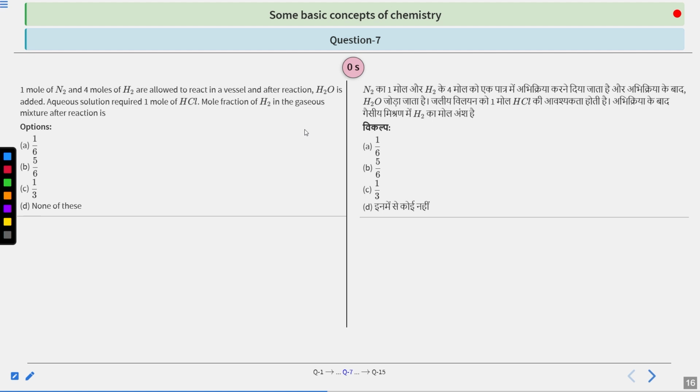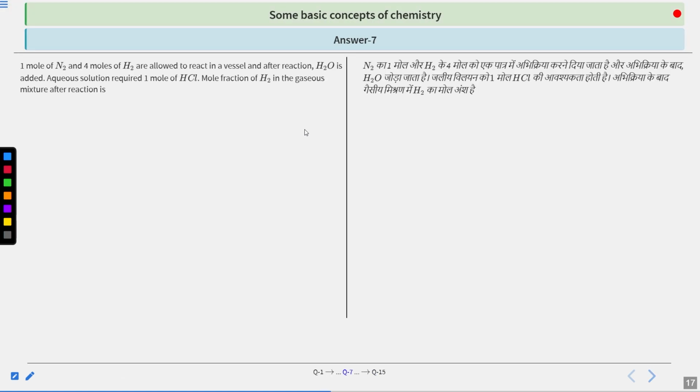Okay. First of all, we will try to understand the question. The question is saying that we are doing the synthesis of ammonia because we are reacting N2 and H2, and 1 mole of N2 and 4 moles of H2 are allowed to react. Now, upon the reaction completion, H2O is added, and the aqueous solution that we got upon addition of H2O requires 1 mole of HCl for neutralization. So the mole fraction of H2 in the gaseous mixture is what? The correct option is 5 by 6.